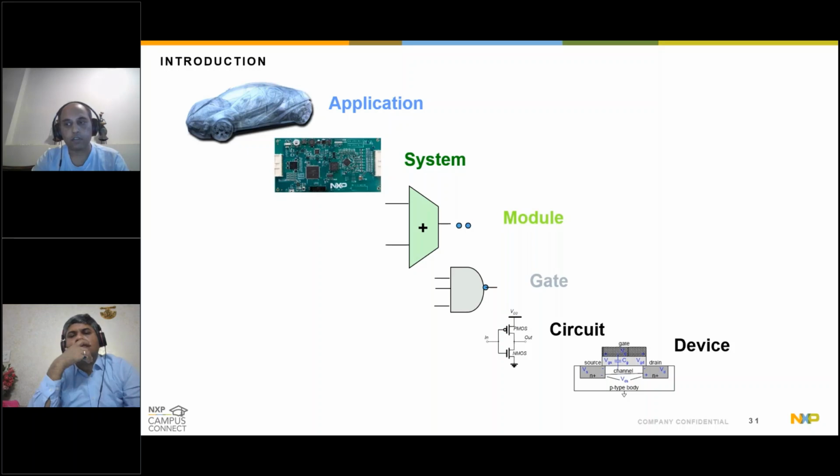where the different mask layers will be fabricated one after the other using a very, very complex manufacturing process. And that's how you will get silicon at the end of the day.